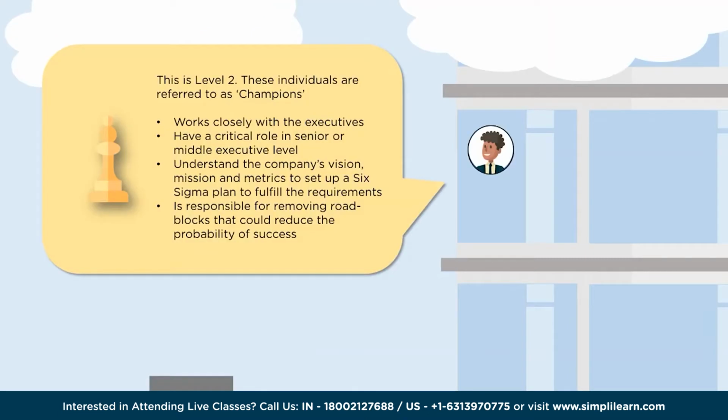Now level 2. These individuals are called champions. So they work really closely with the executives and usually have a role like a senior or a middle executive level role. They also have a clear understanding of what exactly is the company's vision and mission. They also understand metrics so that they can set up a Six Sigma project that lines up with the company's goals. They're responsible for removing any sort of roadblock that could hamper the success of a project.